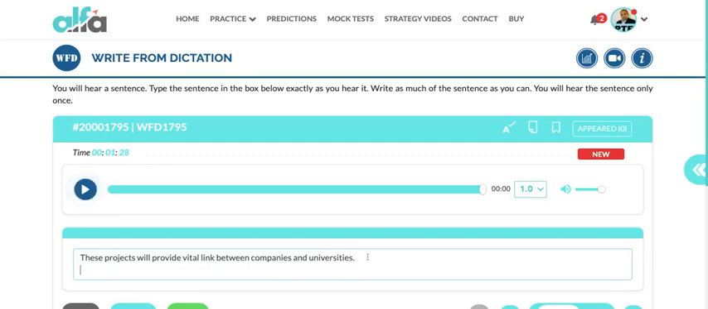The way to do this is, what I did was I just noted the initials first. These projects will provide vital link between companies and universities. So this is what I had noted down at first. Once you're able to note down your initials like this, then you can start expanding: T is these, P is projects, W is will, P is provide, V is vital, L is link, between companies and universities.